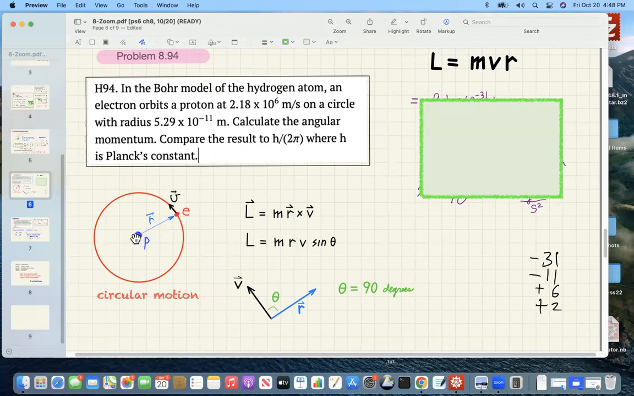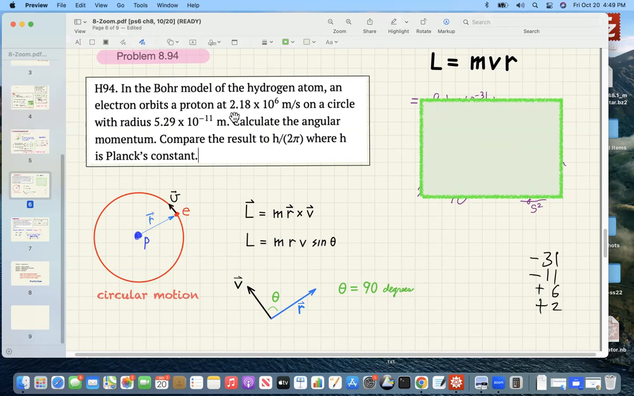V and R are at 90 degrees, so R cross V is just R times V. In general, it's R times V times the sine of the angle. That's the angle between R and V. But R and V here are perpendicular because this moves in a circle. It's circular motion. So the sine of 90 degrees is 1. So the angular momentum is mRV. And it says calculate the angular momentum.